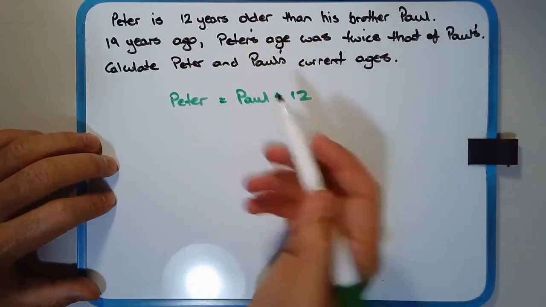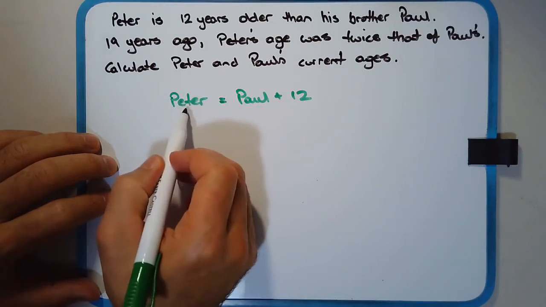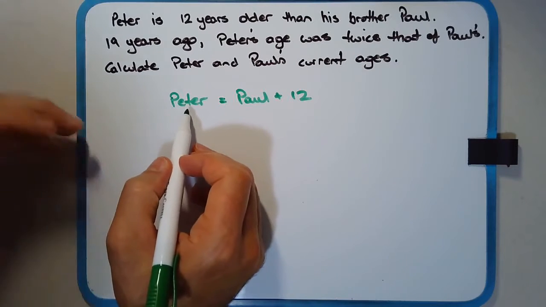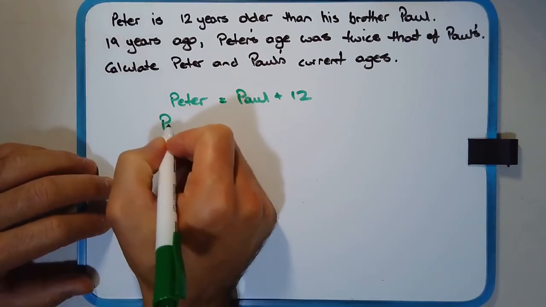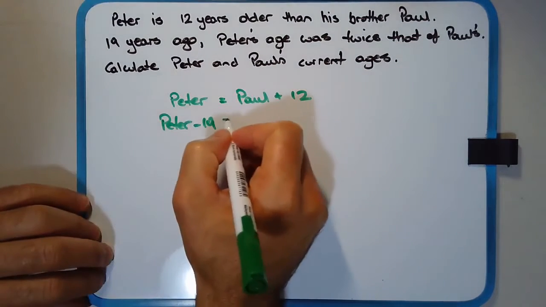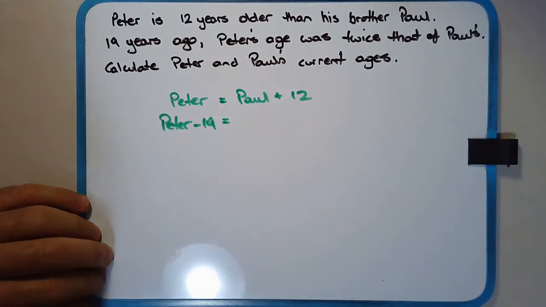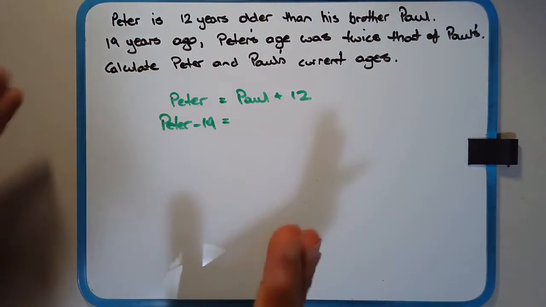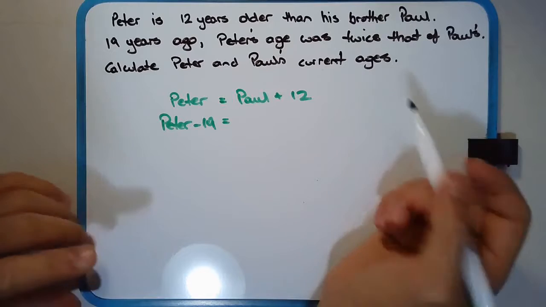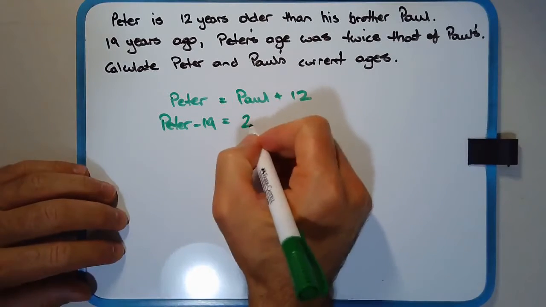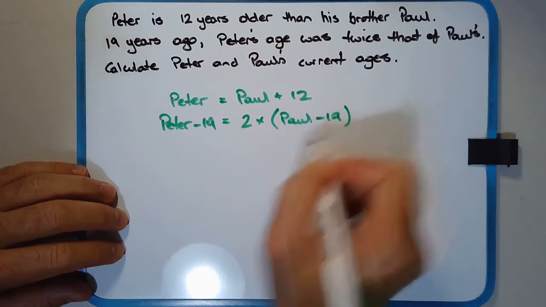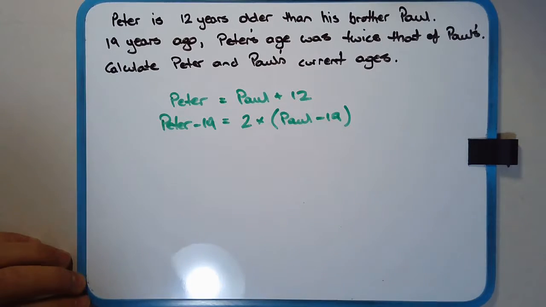So how do we represent that using algebra? Well, if the word Peter here represents his current age, how old was he 19 years ago? Well, Peter was, whatever his current age is, take away 19. Okay, it's actually quite straightforward to set up. It looks difficult, but it's actually not as bad as all that. So Peter minus 19 is equal to double Paul's age 19 years ago. So 2 times whatever Paul was 19 years ago. Okay, so Paul's current age minus 19.